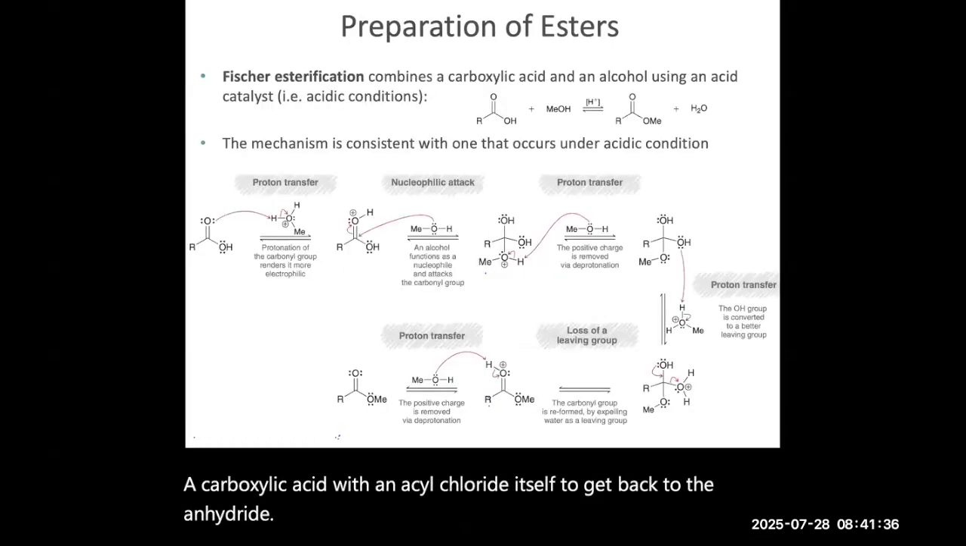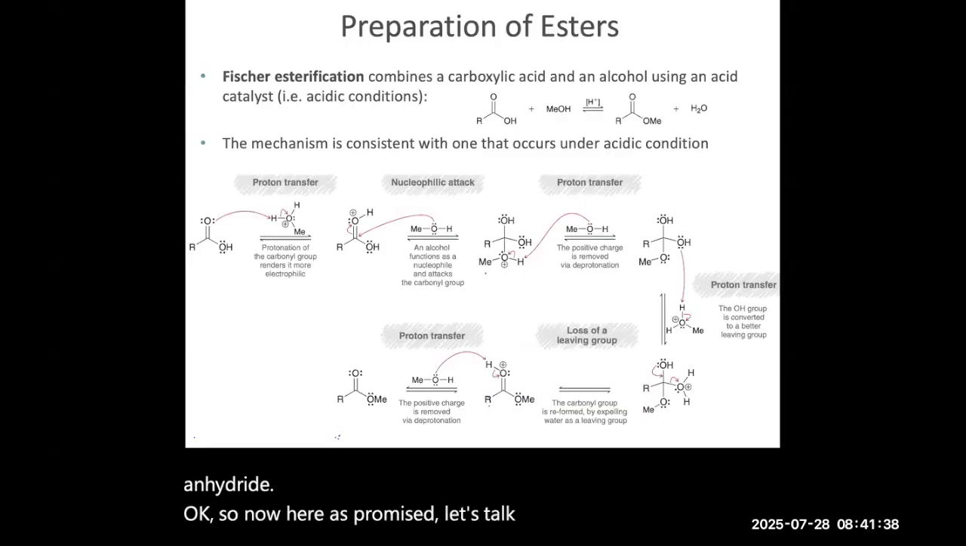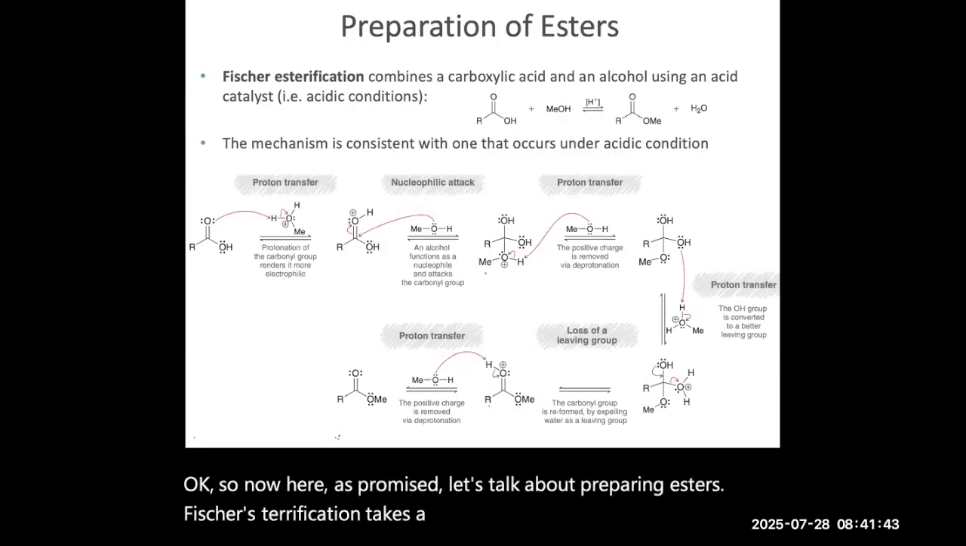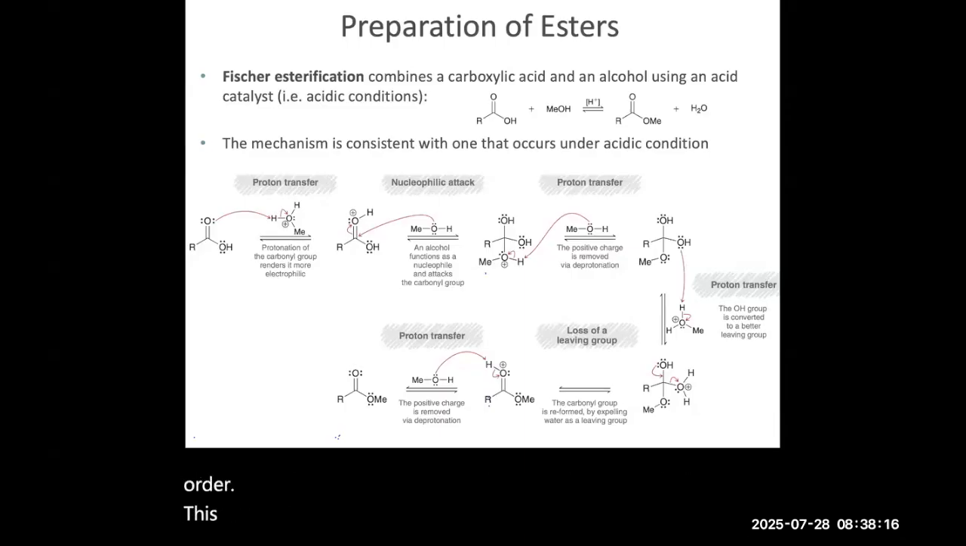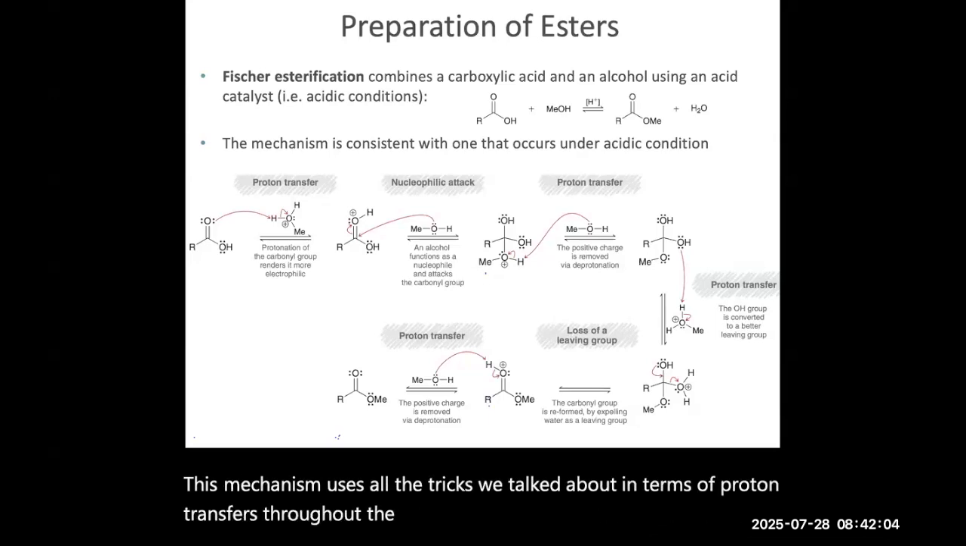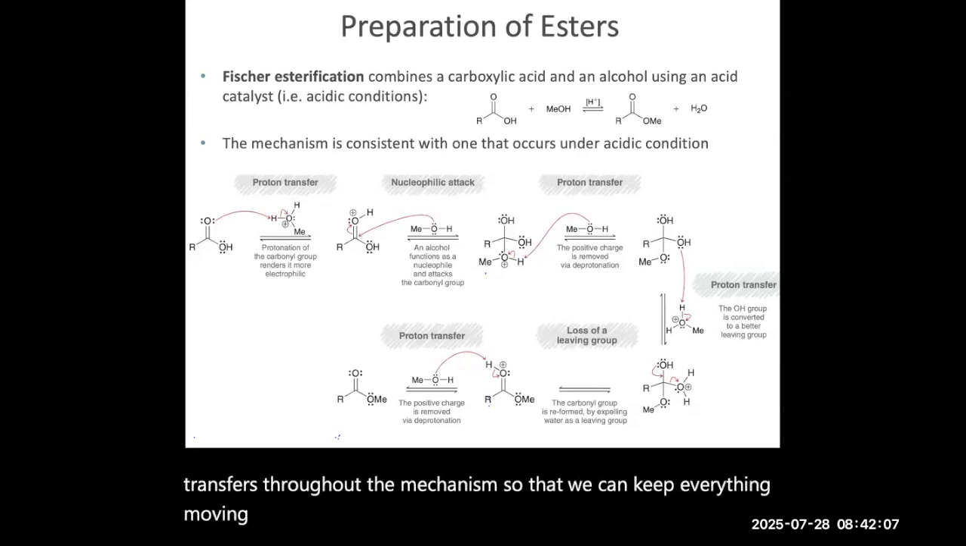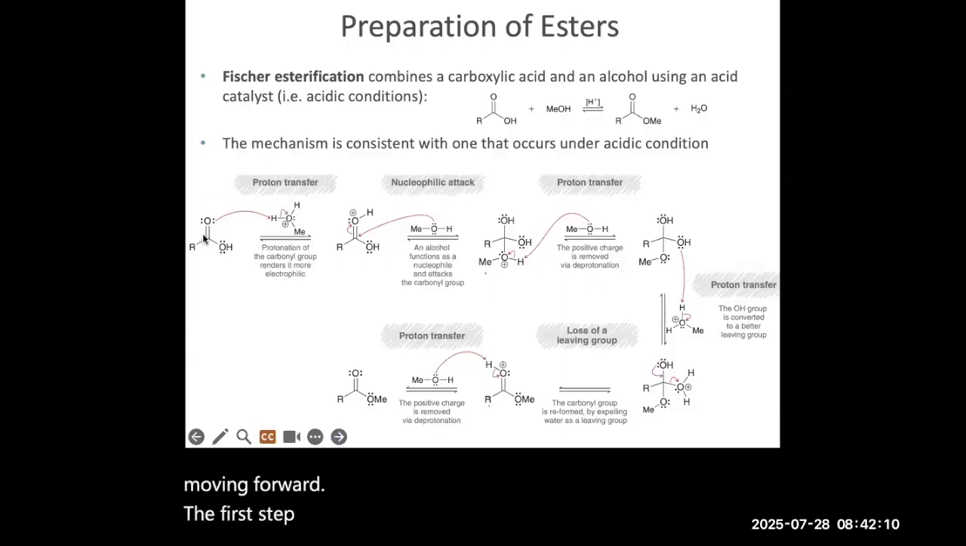Okay, so now here, as promised, let's talk about preparing esters. Fischer esterification takes a carboxylic acid and an alcohol in acid conditions, and then we make the ester. This mechanism uses all the tricks we talked about in terms of proton transfers throughout the mechanism so that we can keep everything moving forward. The first step, as always, is the proton transfer.